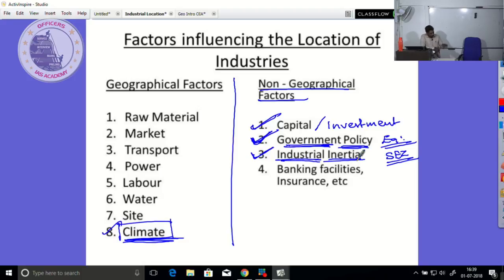Maybe this is the place where such an industry first came. Over a period of time, this one industry has grown into many. Later we'll understand, when I talk about cotton textile, the very first successful industry came in Mumbai. The outgrowth of this industry has led to the construction of many other industries. That initial impetus, you call it industrial inertia, sometimes also called geographical inertia.